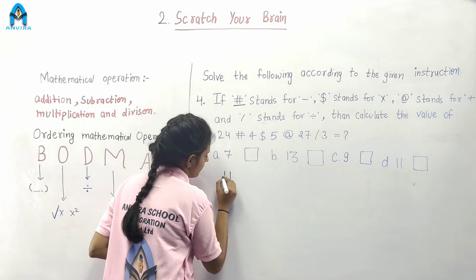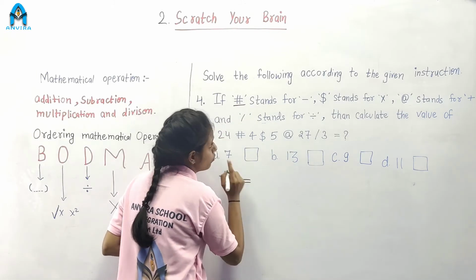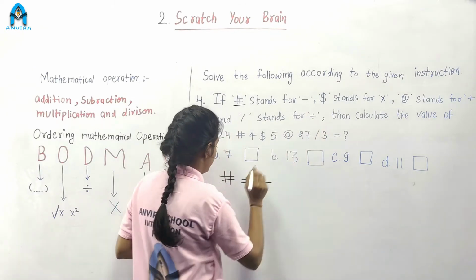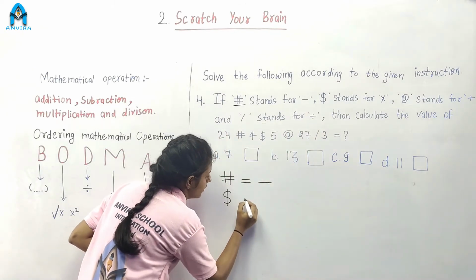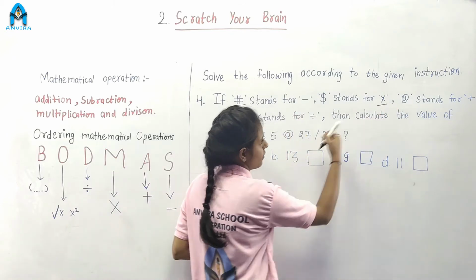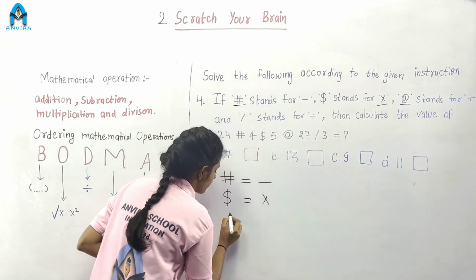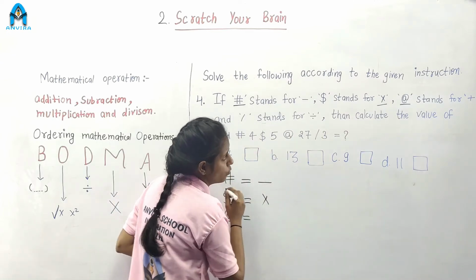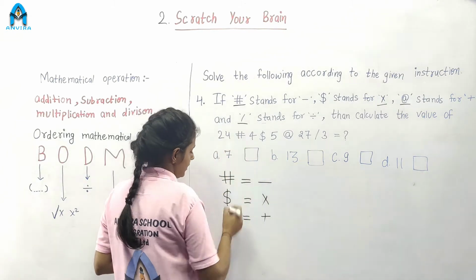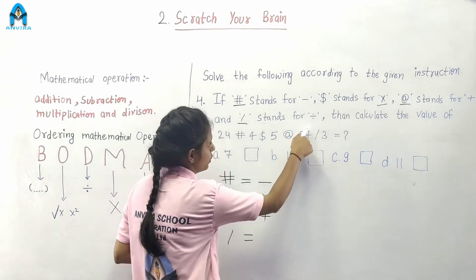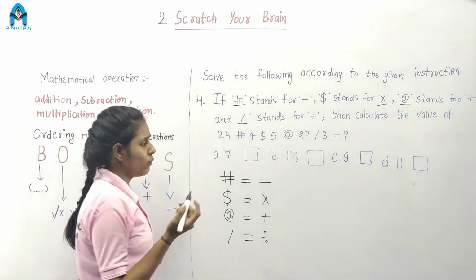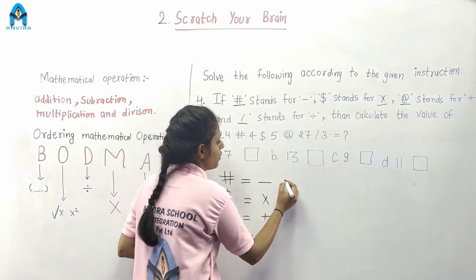This is equal to minus. Next, this is equal to multiplication. This is equal to addition and this is equal to divide. Now, what do we find in this sequence?